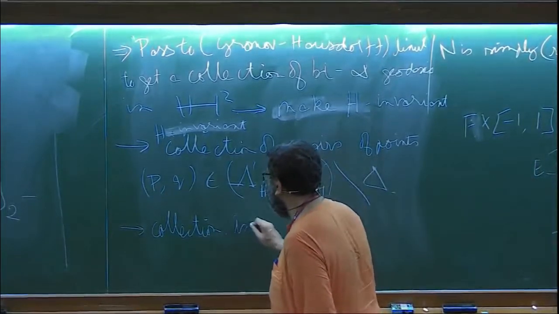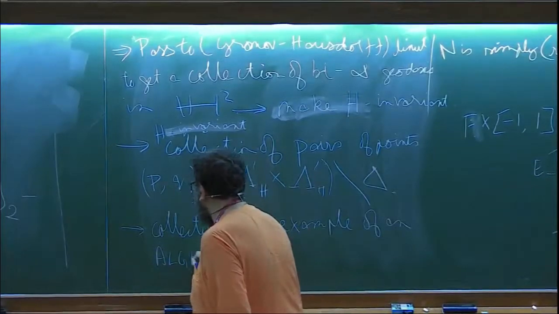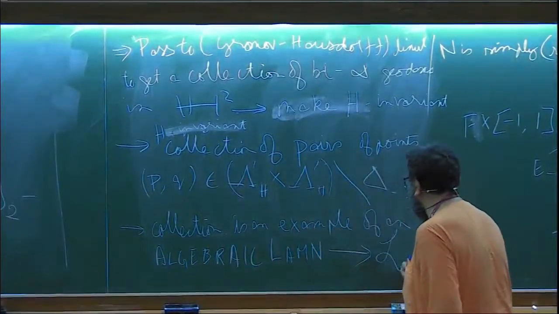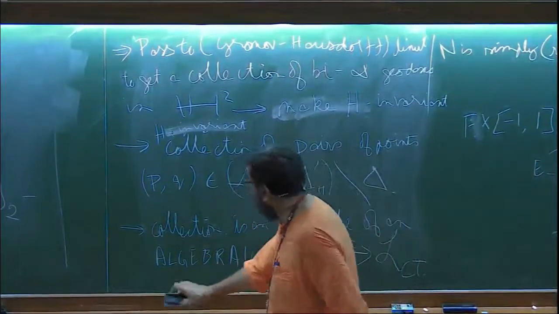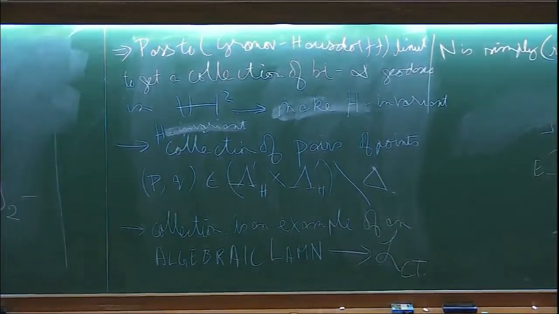This collection is an example of an algebraic lamination, and we'll denote it as L sub Ct. What this stands for will make sense a little later. So this is purely algebraic stuff. We are addicted to surface groups, but essentially the same thing goes through for, say, free groups, where this notion of intersection in that very restrictive sense does not really make sense. It's a very weak notion. All right, so that's this collection.